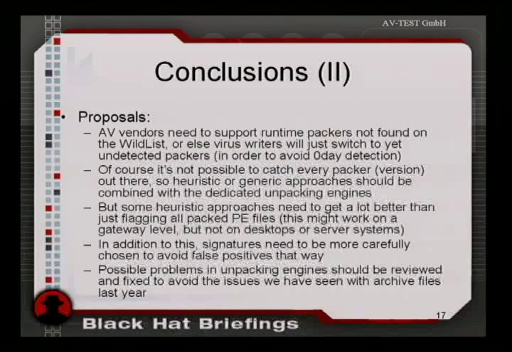To avoid false positives, some heuristics have to be improved. Just flagging packed files as malicious might work at gateway level, but not on desktops or server systems. And also some signatures should be more carefully chosen. At last, we recommend that possible problems in unpacking engines should be reviewed and fixed to avoid the issues we had with archive files last year. So our final advice to some AV vendors is: don't hide from the problem anymore.